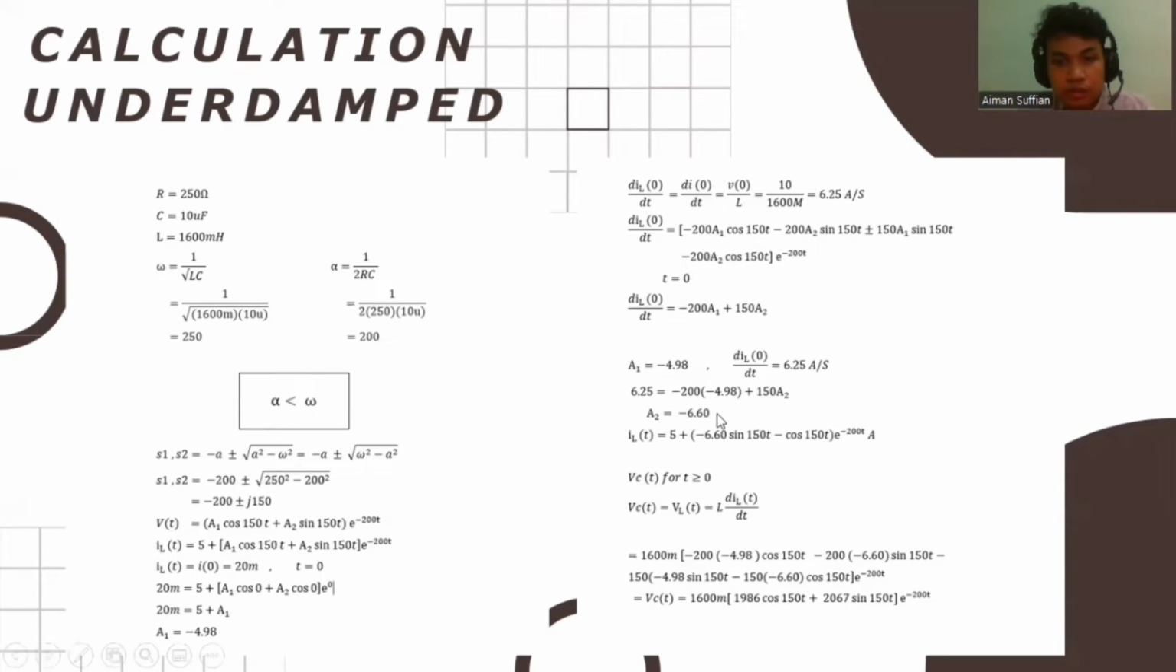After that, we just need to substitute the A1 and A2 into this formula to get the current equation. To get the voltage equation, we need to differentiate this current equation and multiply it by the inductor value. So here is our final equation for the voltage.